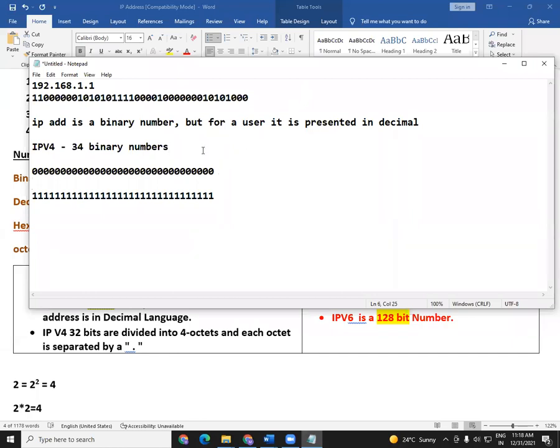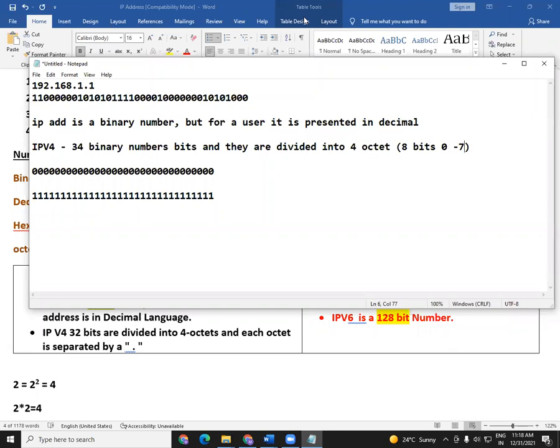IP version 4 is 32 binary bits, and they are divided into 4 octets. They are divided into how many octets? Totally 4 octets. Octet means what? 8 bits. Isn't it? An octet is 8 bits, and the bits are numbered from 0 to 7. The first bit is 0 and the last bit is 7, so 0 to 7, totally 8 bits in an octet.